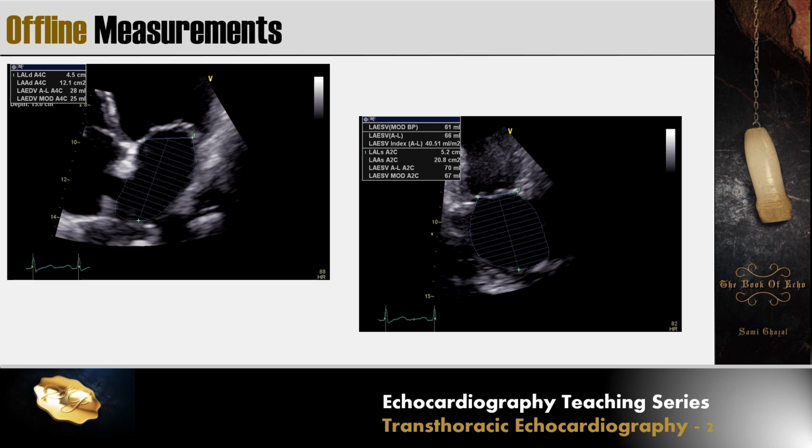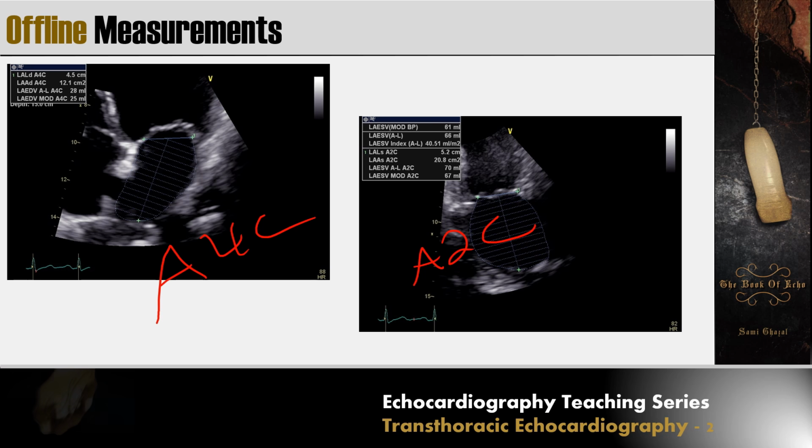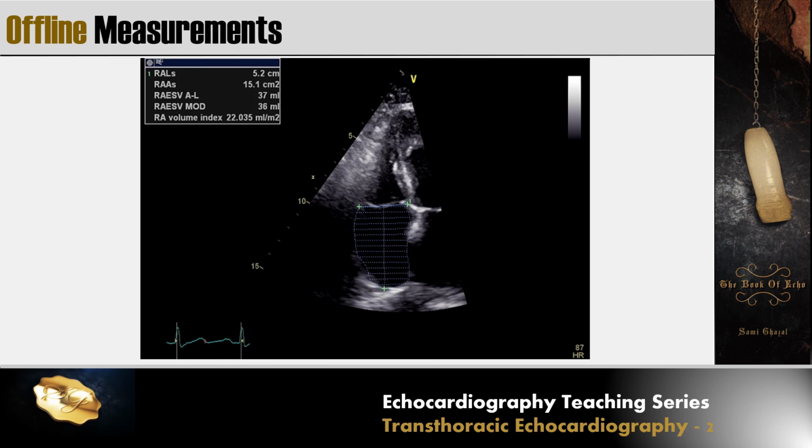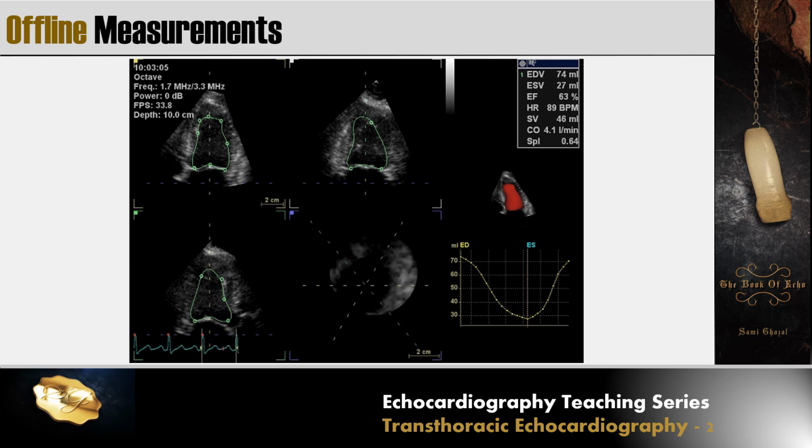The left atrial volume has to be measured in apical four-chamber and apical two-chamber view. And in RV focus view, we have also to measure the RA volume by tracing the right atrium. If you acquire a 3D volume, now it is time also to measure the volumes using 3D offline measurements.